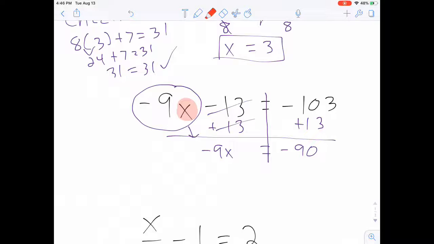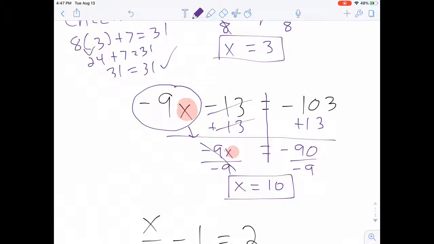Now, I'm trying to get x by itself. The operation between these is multiplication. It's not subtraction here. It's negative 9x. When they're written right next to each other, it means multiplication. So I would divide by negative 9. Negative 9 divided by negative 9 cancels out or divides out. x equals negative 90 divided by negative 9, which is positive 10, because negative divided by negative is a positive. And our final answer is 10 here.